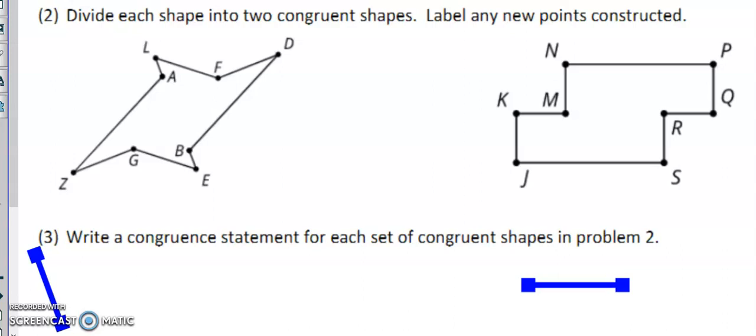So problem number 2 is asking you to identify which shapes are congruent by dividing the shape up, and then on problem 3 they're asking you to write a congruent statement. So if you haven't done this problem, go ahead and do this, and then turn the video back on when you're ready to continue.